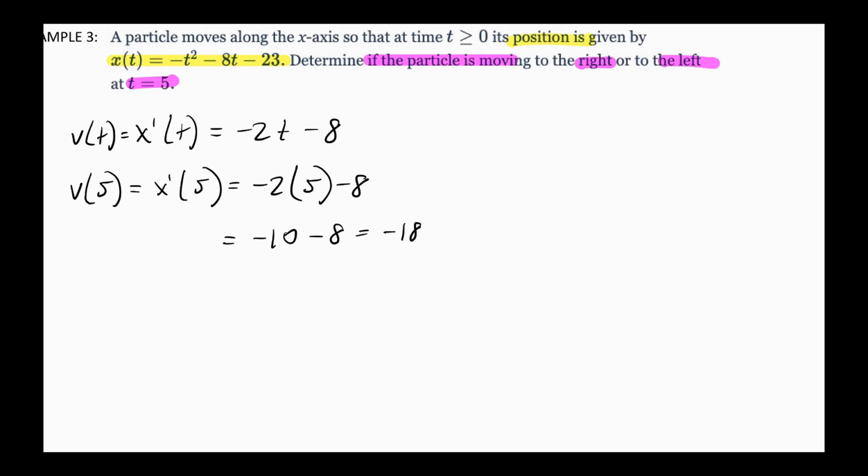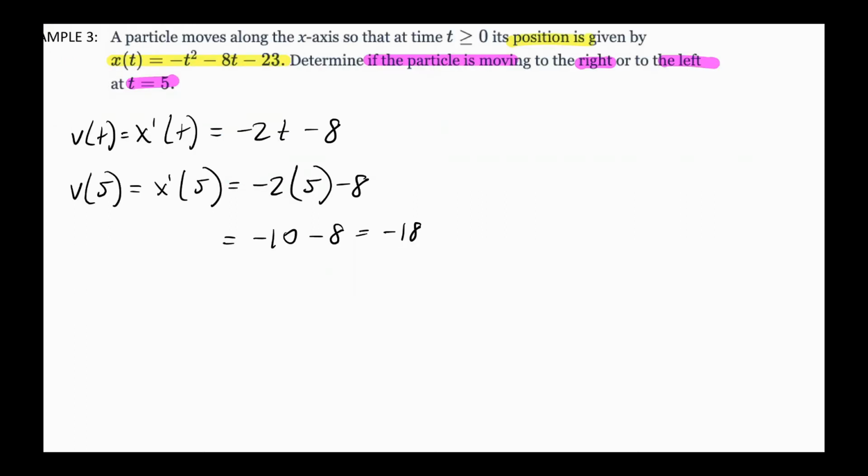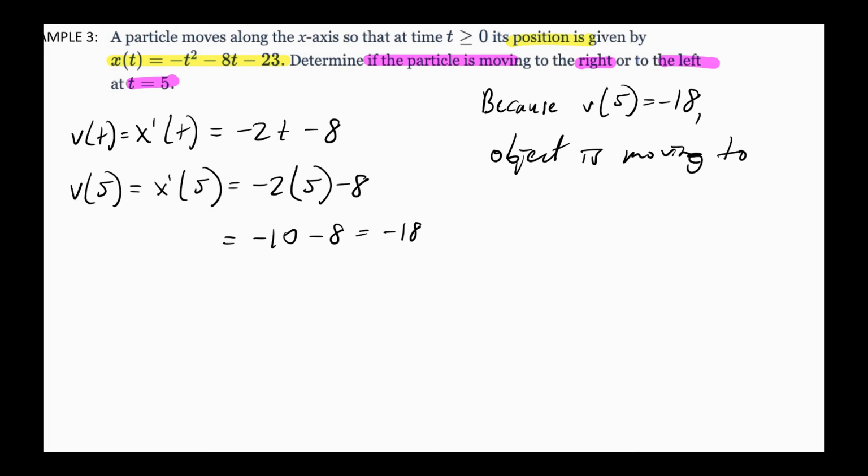Let's go back to my table real quick. I got a negative number. Since I got a negative number at 5, it's going to have to be moving to the left. The object is moving to the left. So how would I write that? I would write it like this: because v of 5 equals negative 18, the object is moving to the left.